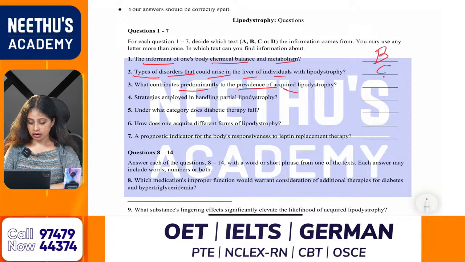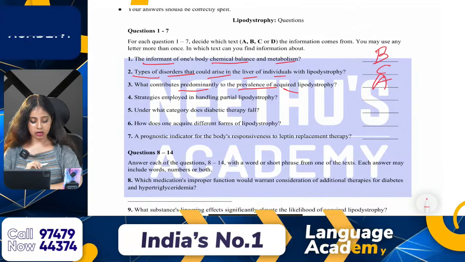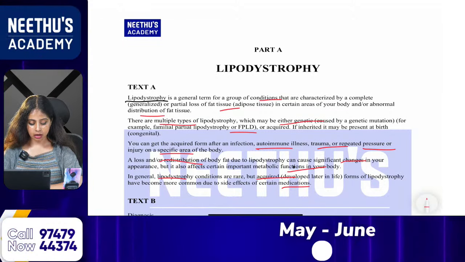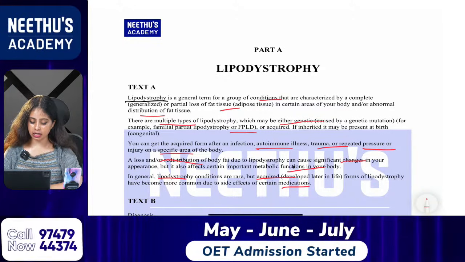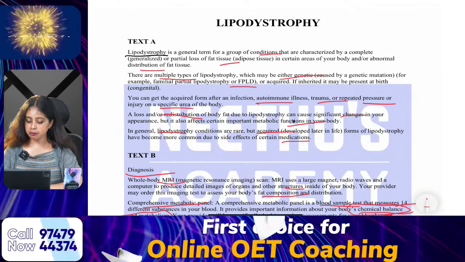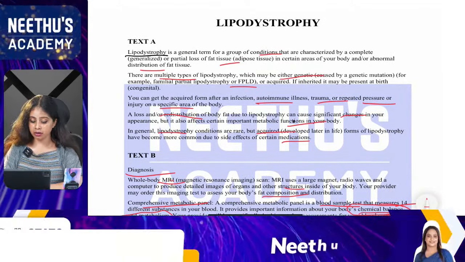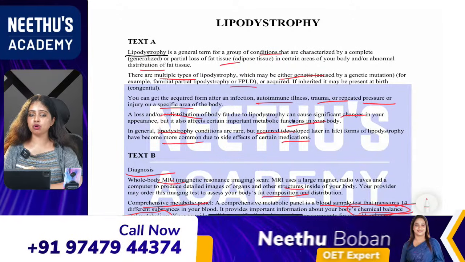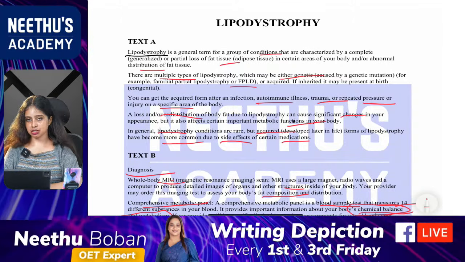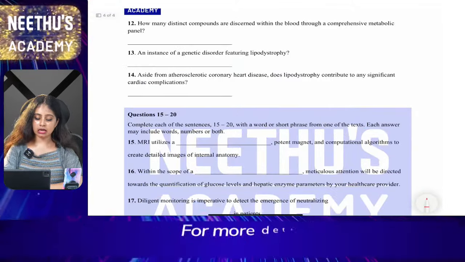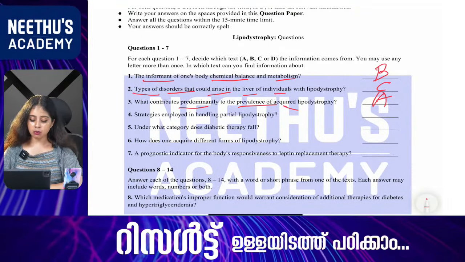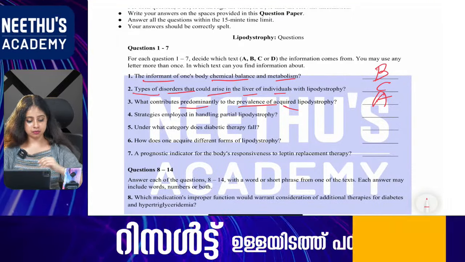So that answer is text A. So which paragraph from text A? As you can see here in the final paragraph. In general, lipodystrophy conditions are rare, but acquired forms of lipodystrophy have become more common. Prevalence more common due to side effects of certain medications. So that answer is from text A, the last paragraph. Okay, text A.